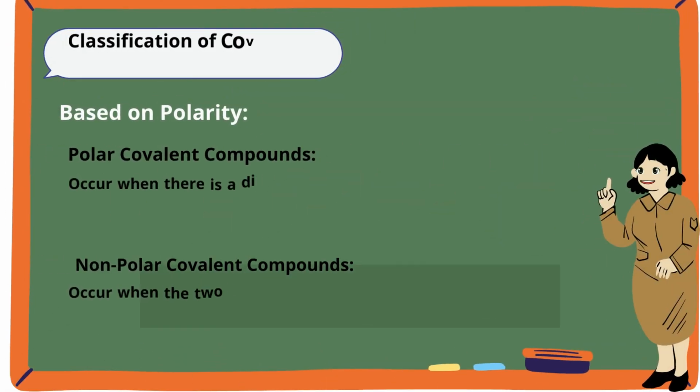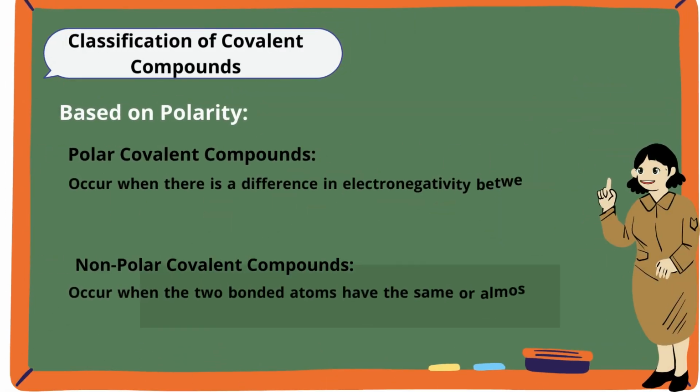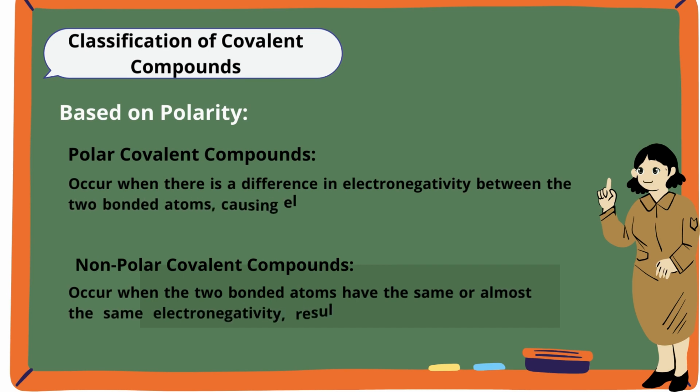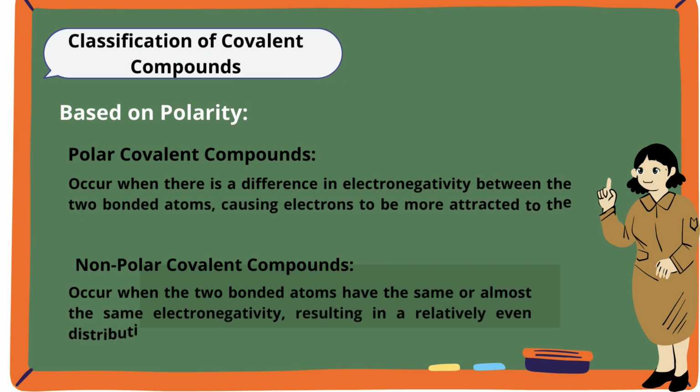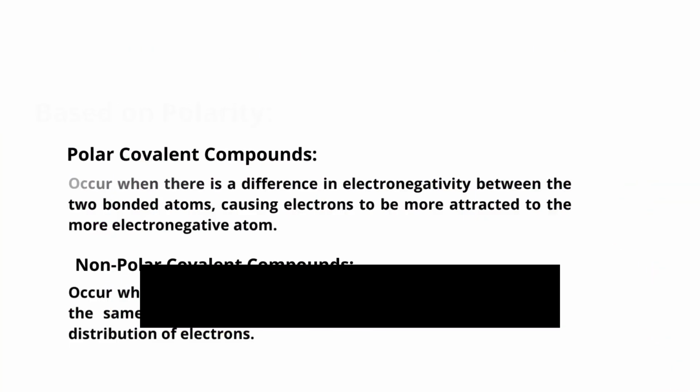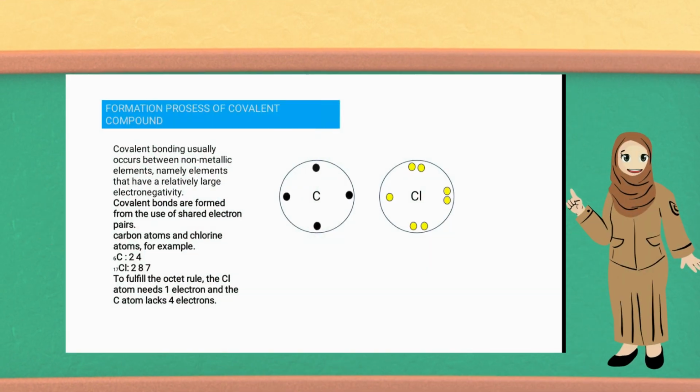Based on polarity, it can be divided into 2. First, polar covalent compounds occur when there is a difference in electronegativity between the 2 bonded atoms, causing electrons to be more attracted to the more electronegative atom. The second is nonpolar covalent compounds. They occur when the 2 bonded atoms have the same or almost the same electronegativity, resulting in a relatively even distribution of electrons.